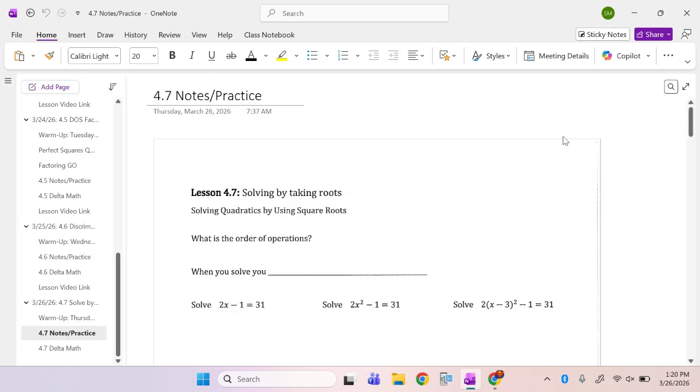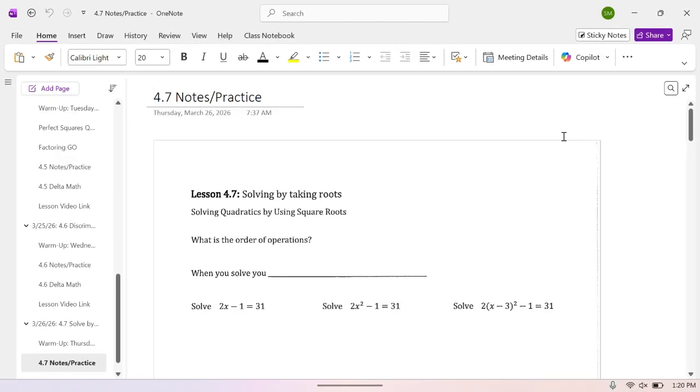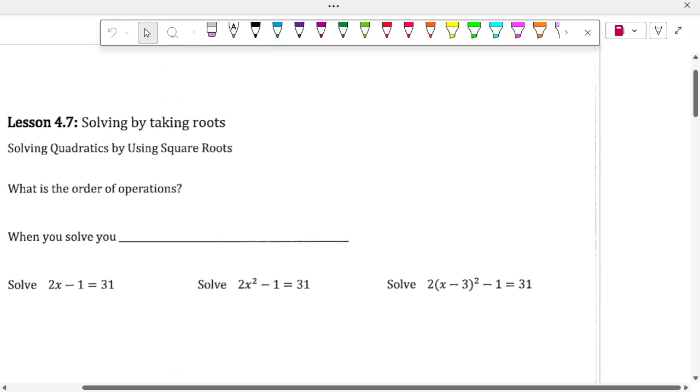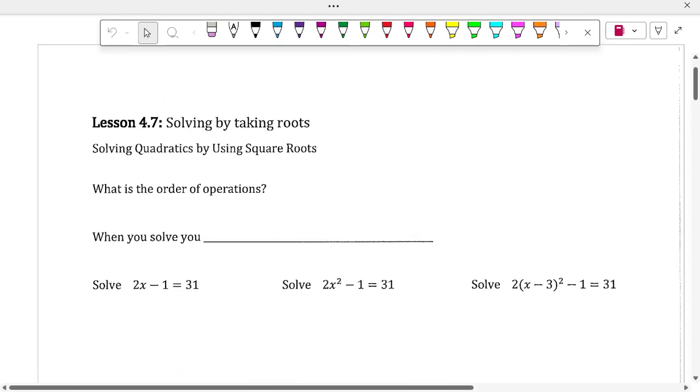All right, so solving by taking square roots. Most people think that it's pretty easy. However, there's actually a little bit more room for error than most think. I've actually seen a lot of students say, oh, this is so easy, and then when they do it, it's like, what did you just do? All right. So, the thing about solving by taking a square root.